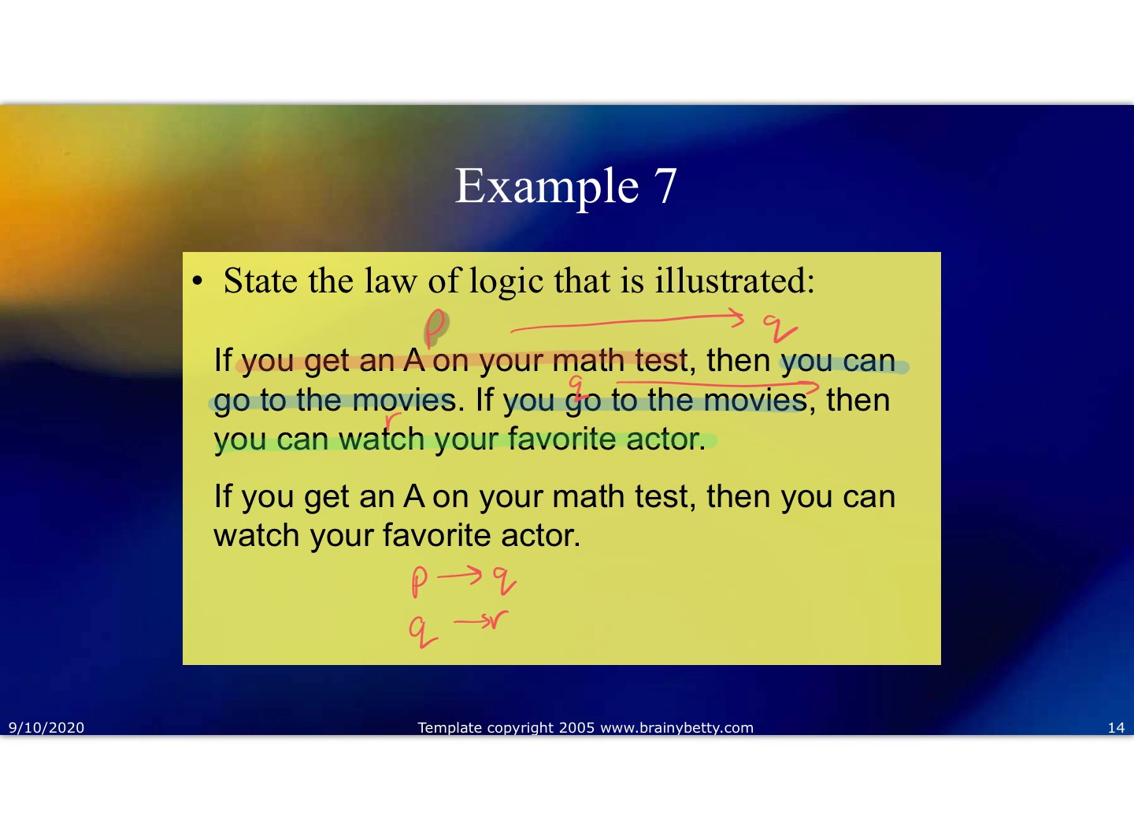And then now the statement is if you get an A on your math test, if you get an A, then you can watch your favorite actor. And so now you realize, oh, this is a P to R situation. If P, then R. And so this is the law of syllogism.